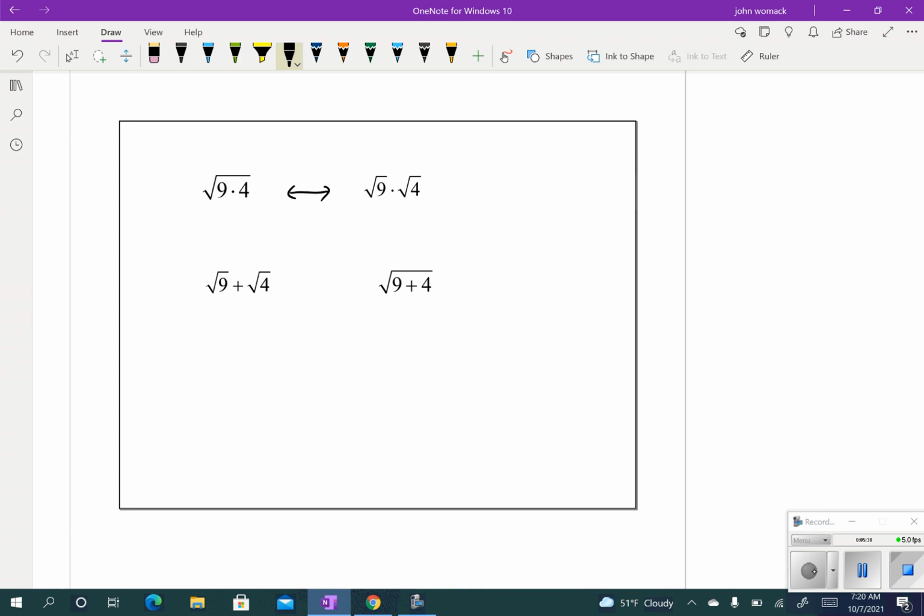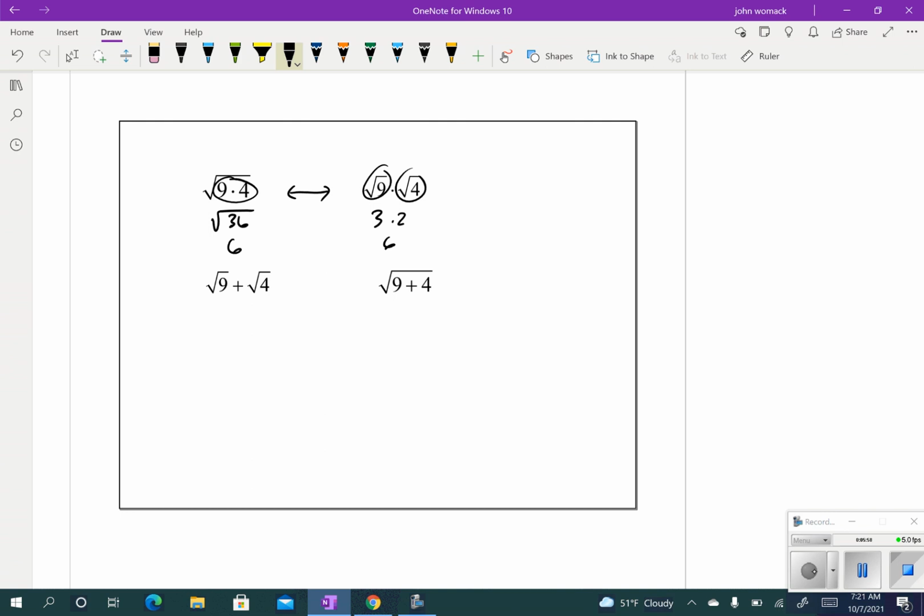So I've got the square root of 9 times 4. 9 times 4 is 36. Square root of 36 is 6. Now let's try it this way. Let's take the square root of 9 and the square root of 4 separately. The square root of 9 is 3, and the square root of 4 is 2, and you end up with 6. So it doesn't matter if I take the square root and multiply my two factors together, or I can split them apart as 2 separate radicals and do it that way.